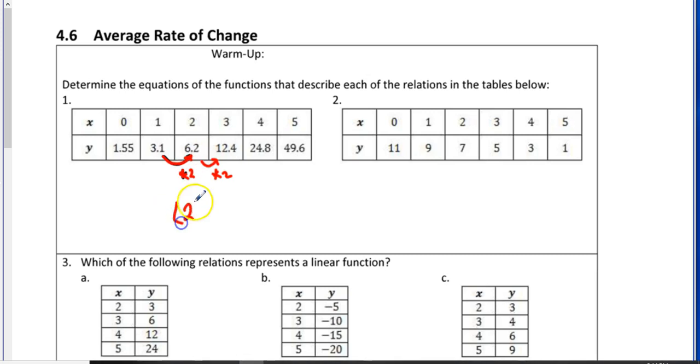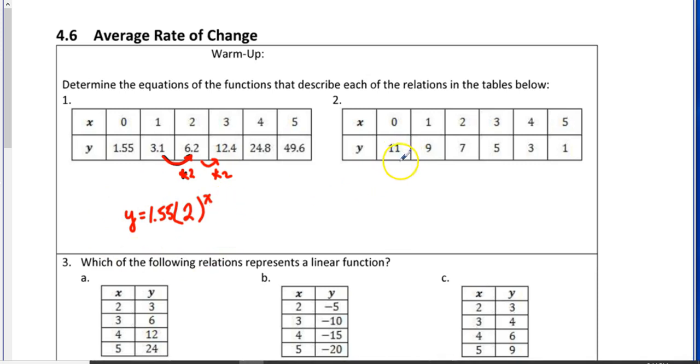So I know I can do this. But what's my initial amount? 1.55, right? The amount when x equals 0. So there's our exponential function.